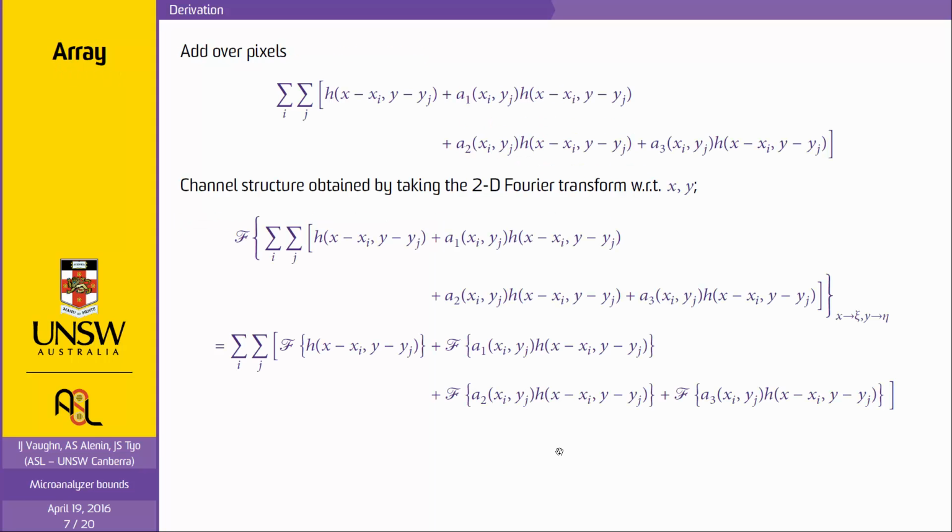Now, to look at an array, we can just add over the pixels, and we can do this because we assumed that the pixels are disjoint. They don't overlap one another in space. And so we can get this expression, which is pretty simple. Then to obtain the physical channel structure, we take the Fourier transform of this.